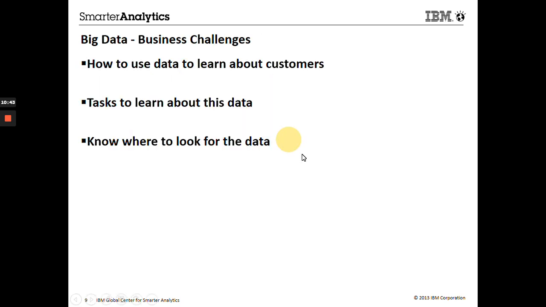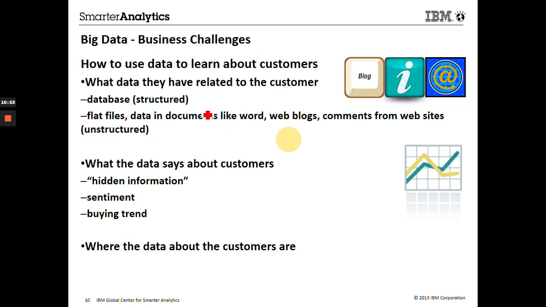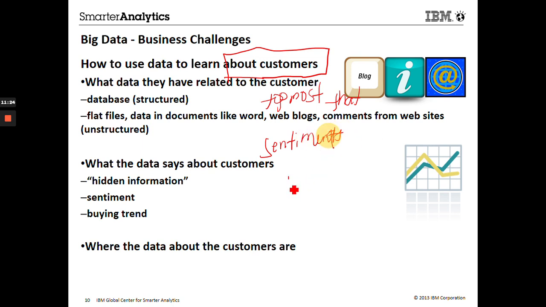Okay, how to use data to learn about customers. So those are the business challenges. Task to learn about this data. Know where to look for the data. So the first business challenge is how to use data to learn about the customers. You need to know about the behavior of customers. What are the topmost products that they want, or topmost features of those products. So what are the feedbacks, the sentiment analysis of those comments. When we say sentiment analysis, the good comments and then the bad comments.